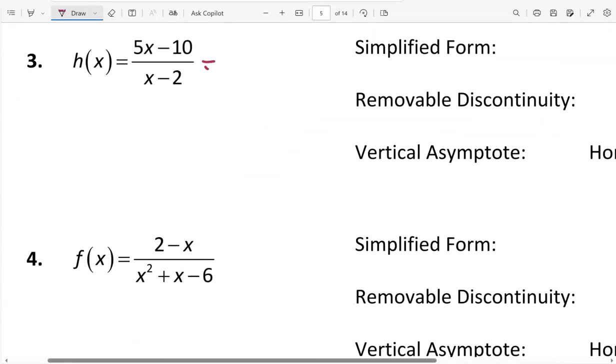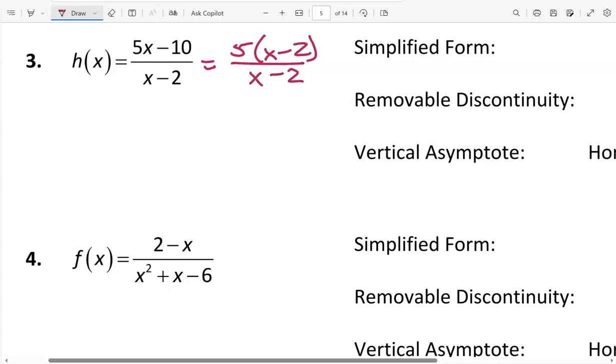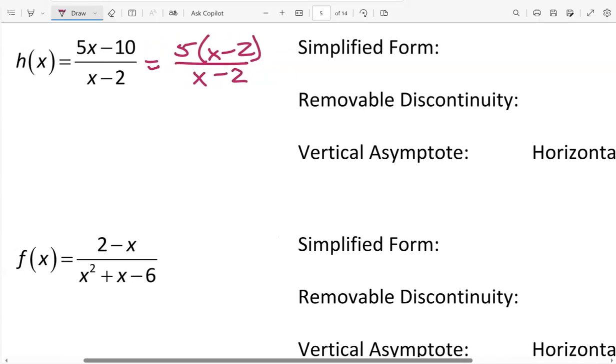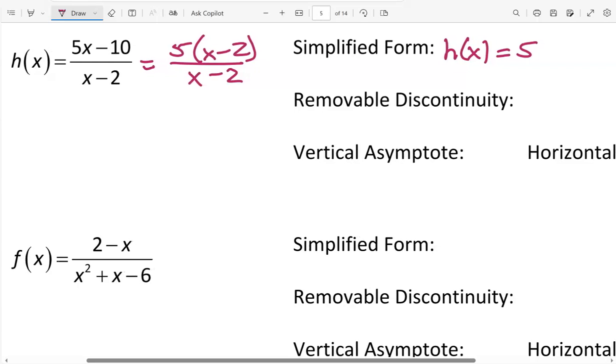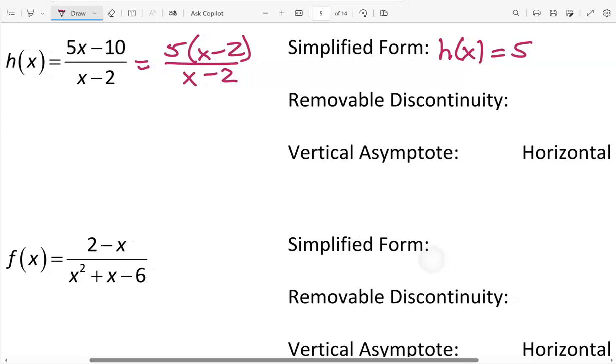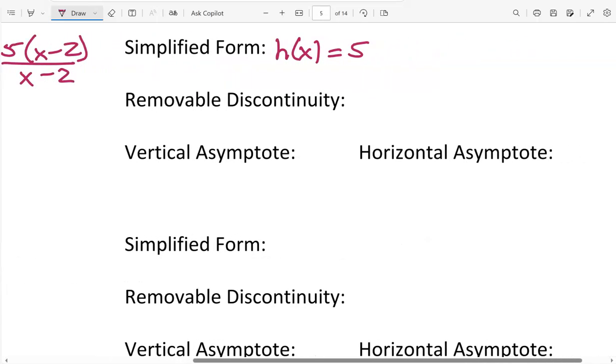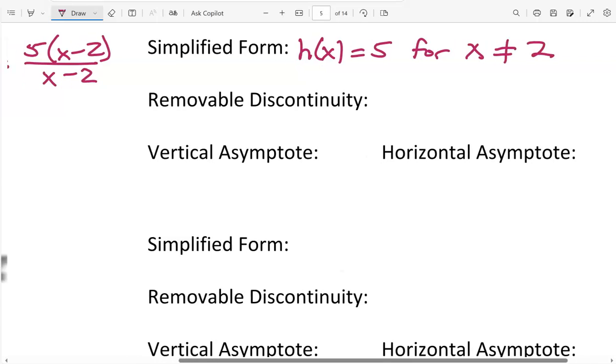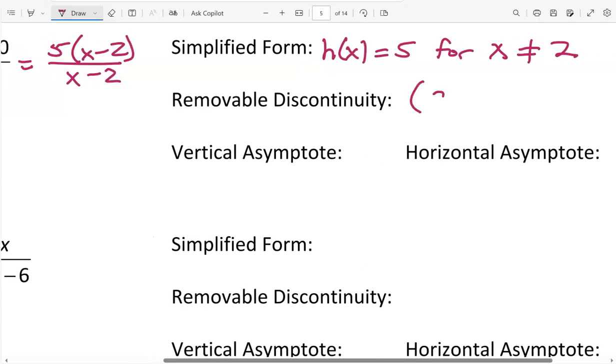In number 3, h of x can be simplified by factoring 5 from the numerator and then canceling the common factors. So h of x simplifies to 5, but we've removed the discontinuity caused by the factor x minus 2 in the denominator. So we have to acknowledge that this is for values of x that are not equal to 2. That means we have a removable discontinuity when x is equal to 2.